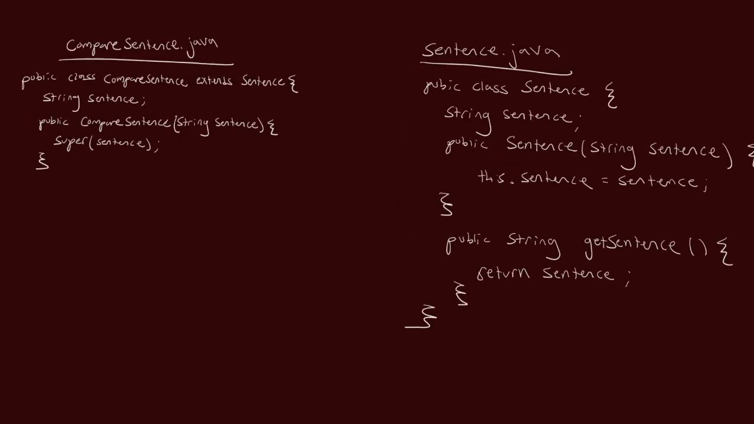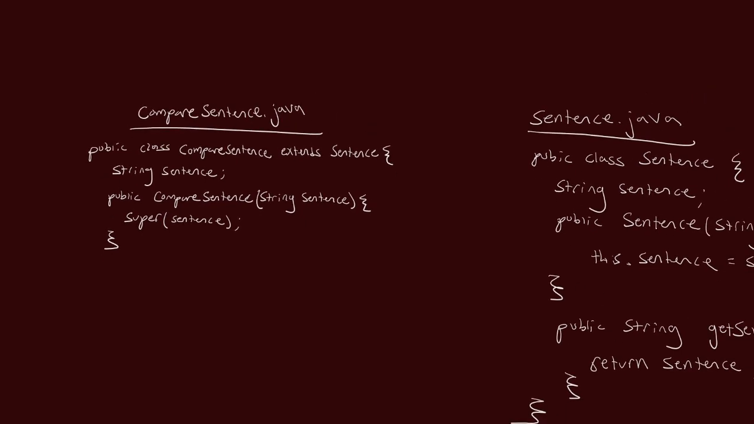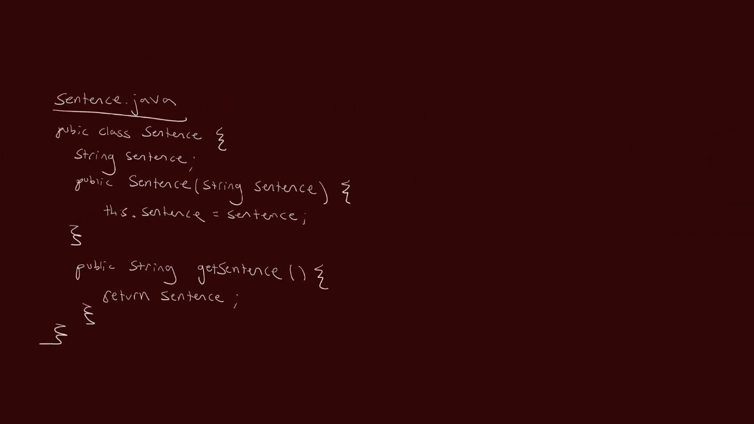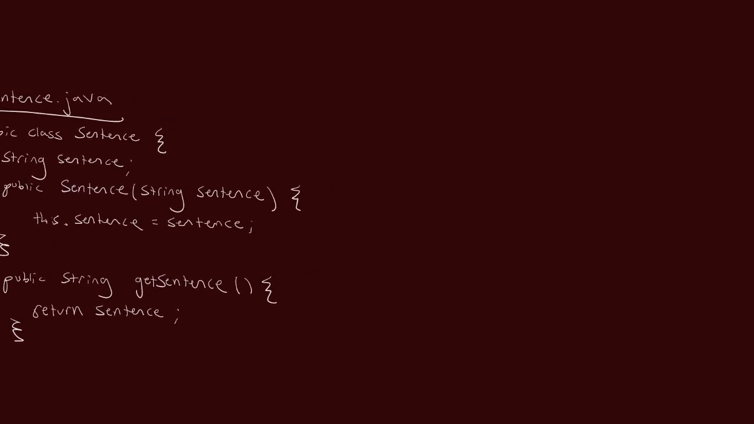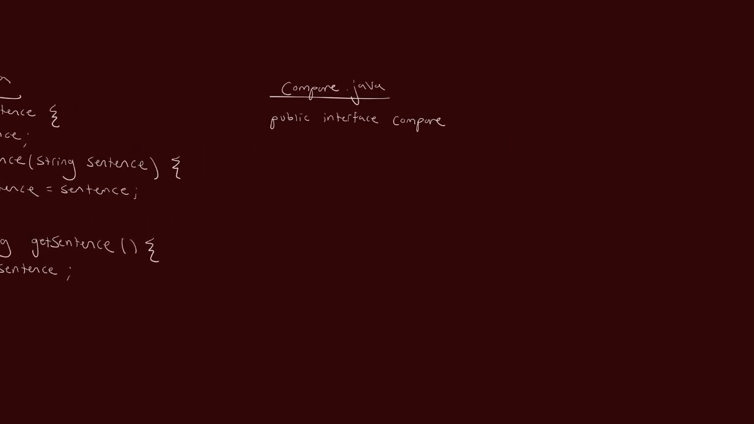All right. Now, back in the comparable sentence class, this is where we're going to start working with the comparable interface. So what we're going to do is set up an interface, and we're going to call this compare. So we'll do compare.java, and we're going to do public interface compare. But we're not going to stop there. We're going to add an extra thing to it.